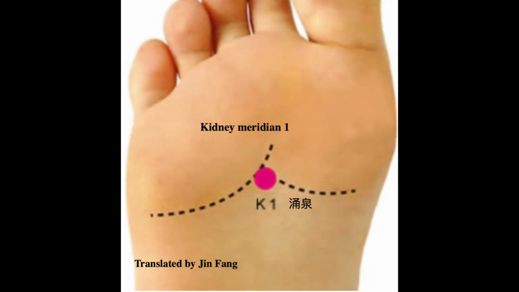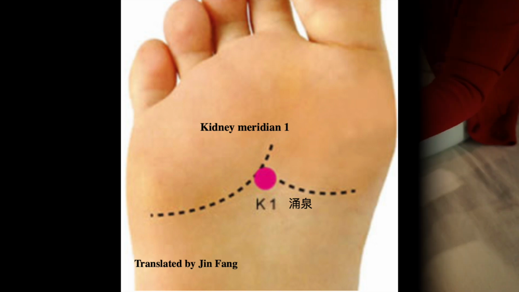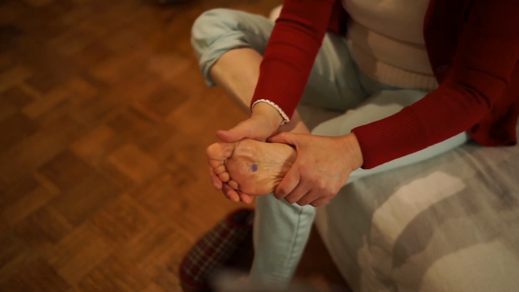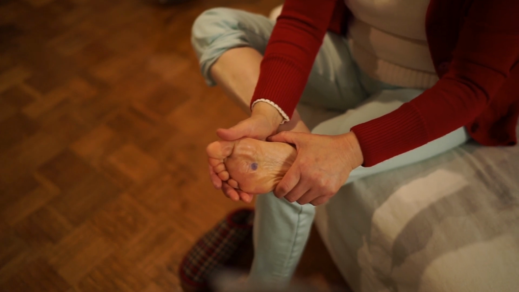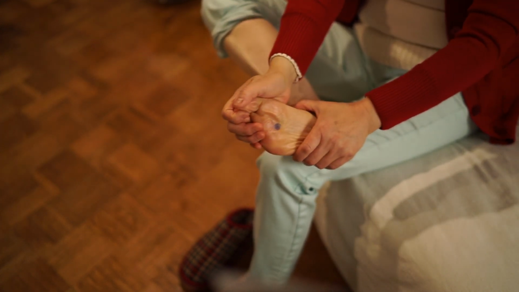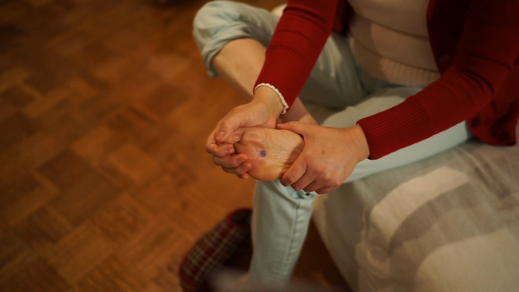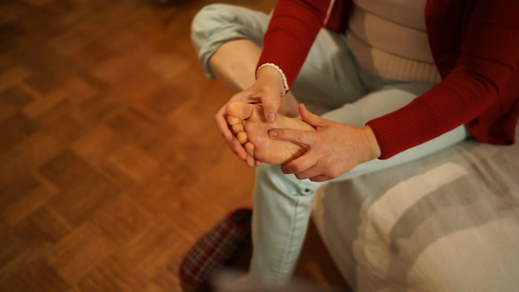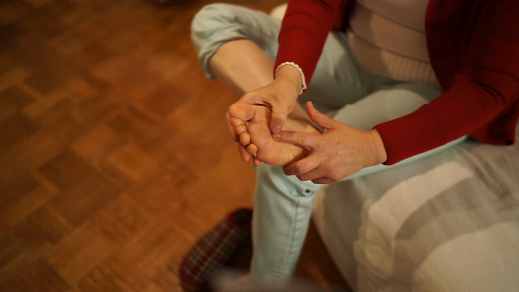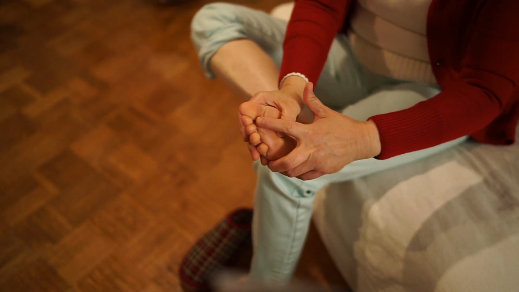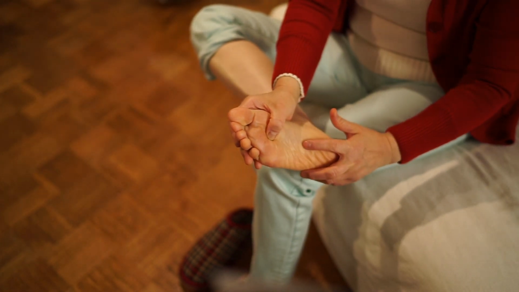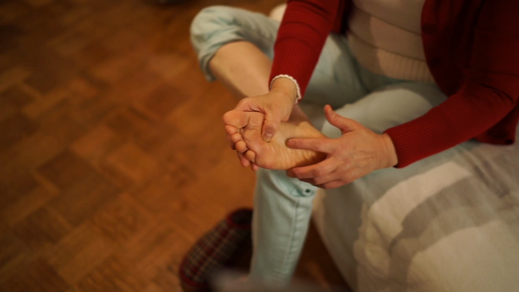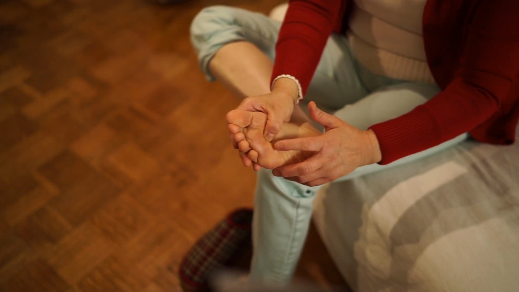Kidney Meridian 1, KI1, Yongquan, Bubbling Spring. Kidney 1 is a very famous acupuncture point. It offers access to the power of will and wisdom. It is located on the sole of the foot, about 1/3 of the way from the base of the second toe, and 2/3 of the way up from the bottom of the foot, between the second and the third metatarsals.